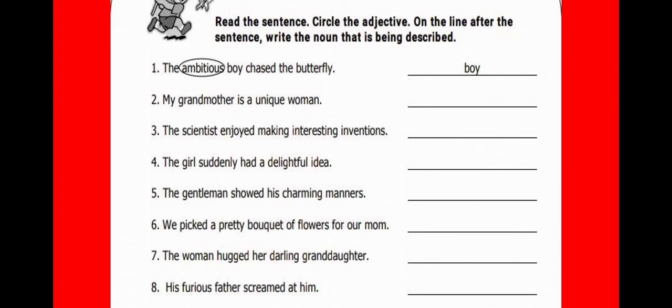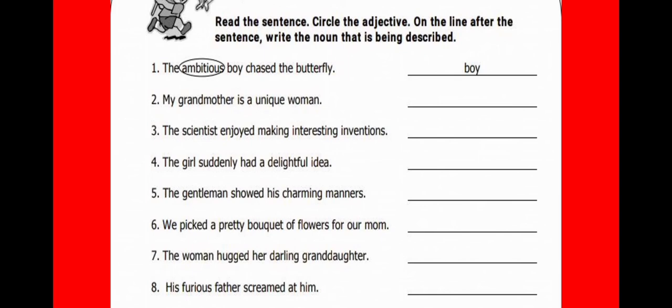First one has already been done for you, but still let's see what is the first one. The ambitious boy chased the butterfly. So what is an adjective over here? Ambitious. And what noun is being described? Boy. So, and boy is a common noun. So we will circle ambitious and we will write boy in the given blank.